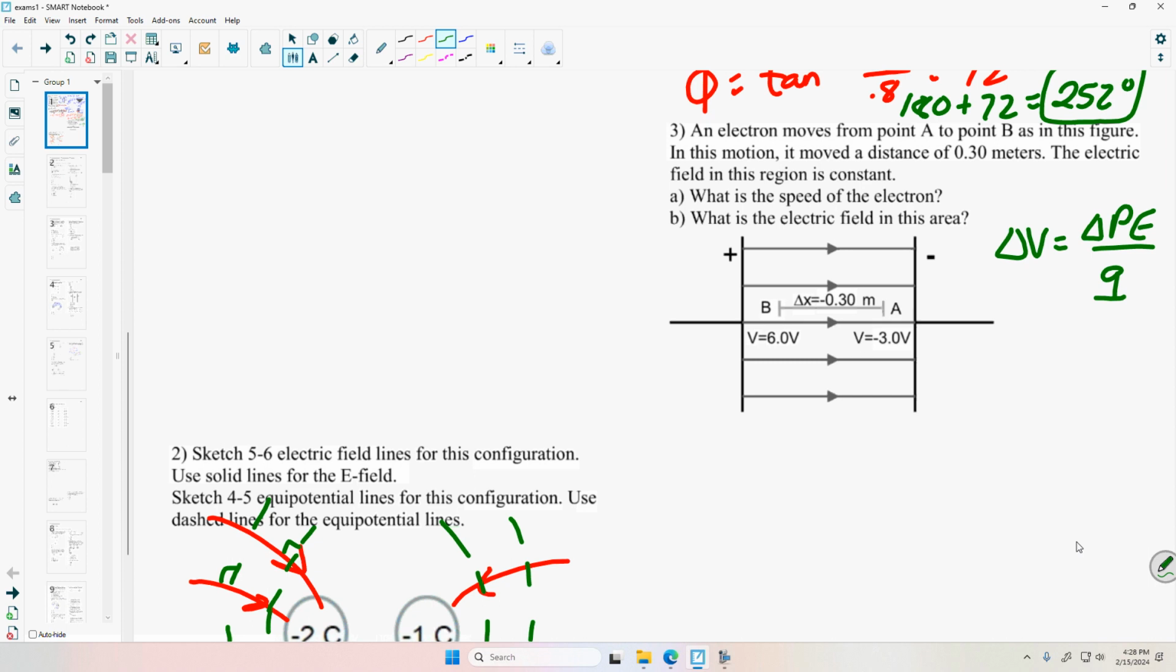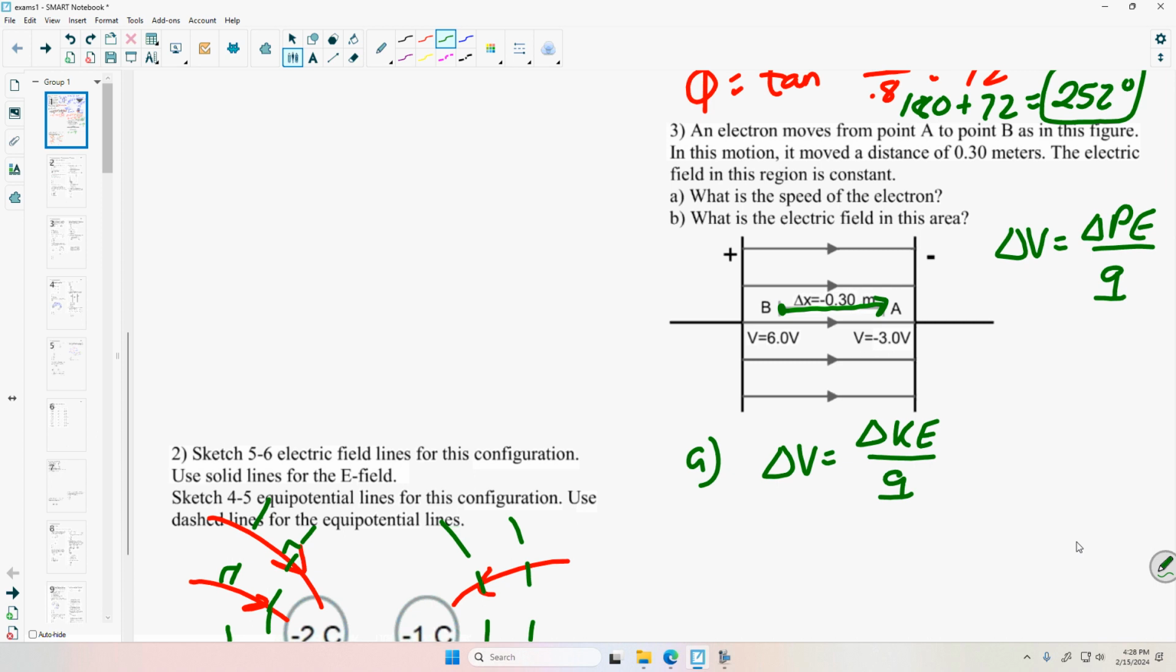So I have an electron that goes from here over to there, and I want to know what is the speed of the electron. And so for part A, I say that delta V is equal to the change in energy, I'm going to do kinetic energy here, divided by Q. The reason I can switch those out is that anytime I have a change in potential energy, I have the same change in kinetic energy. If one goes down, the other goes up.